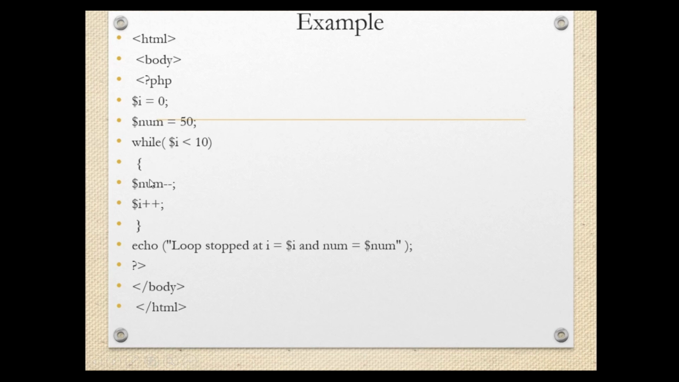In opening and closing curly bracket we have just passed the condition, or we can say increment or decrement, $num minus minus, $i plus plus. After that echo, loop started at I equal to $i and num equal to $num. Closing of my body and closing of my HTML.